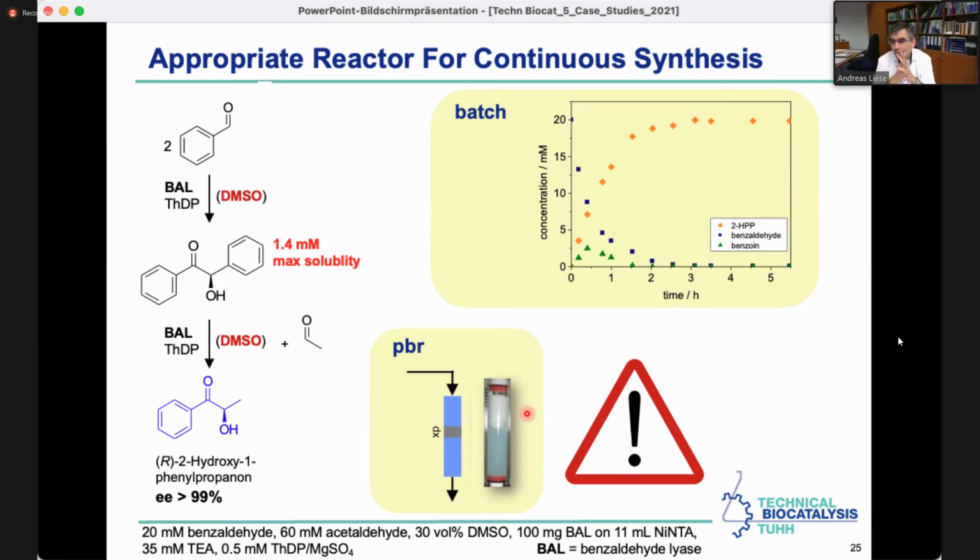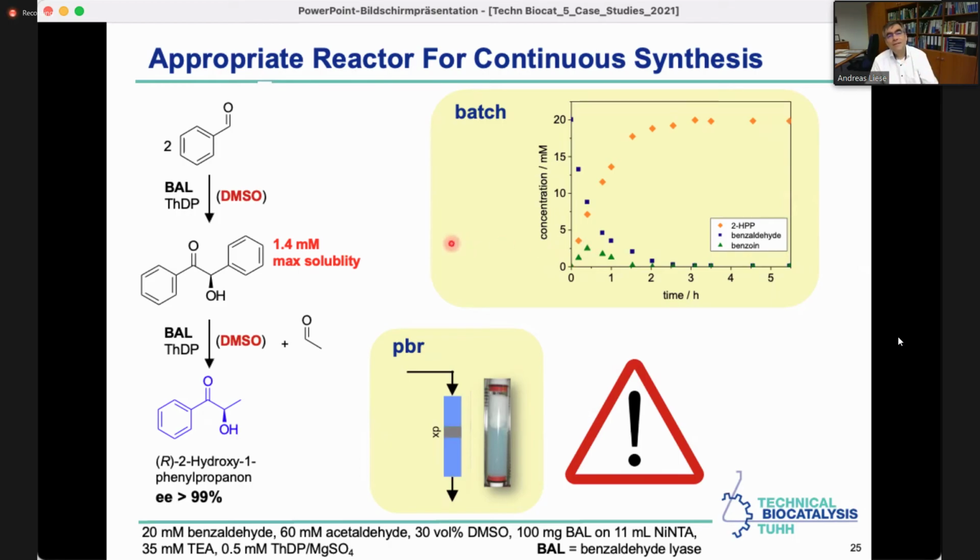Christoph writes in the chat, gassing out of a side product. No, we don't have any gassing out. It's a closed system, so there's no gassing out. But what Emily is saying is right. It's a problem with the intermediate, because if you take a closer look, the maximum solubility I've given you is 1.4 millimolar. If you look at this plot, even if it's small, here we have a concentration of 5. This must be concentration 2.5. And the intermediate, the green one here, the benzoin, is 2.5.